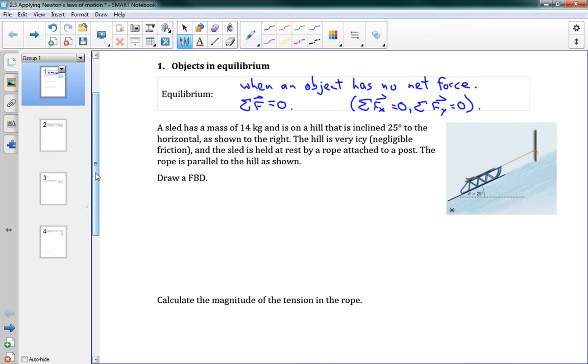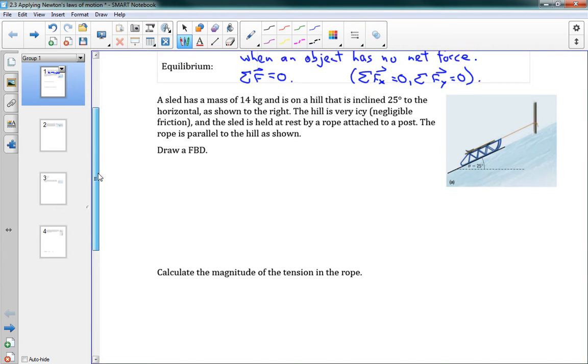This problem says that a sled has a mass of 14 kilograms and is on a hill that is inclined 25 degrees to the horizontal, as shown to the right. The hill is very icy, which means there's basically no friction, and the sled is held at rest by a rope attached to a post. The rope is parallel to the hill as shown. We want to draw a free body diagram.